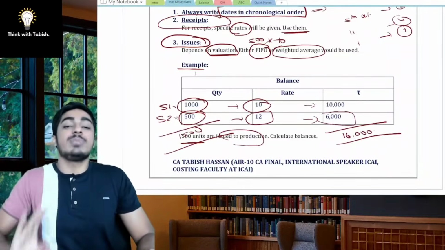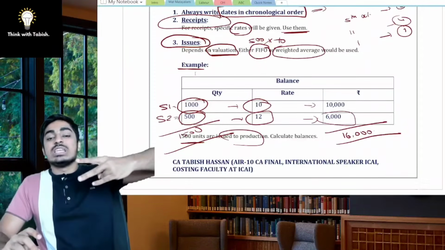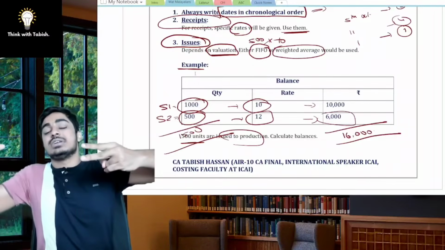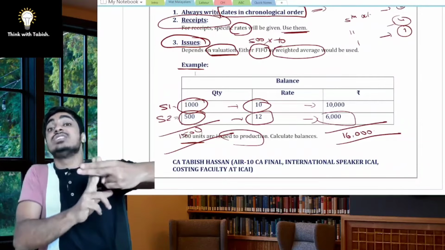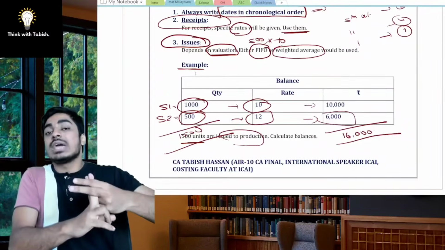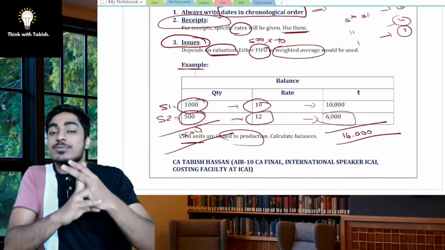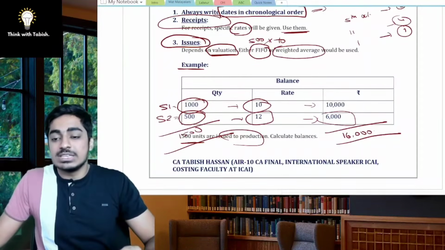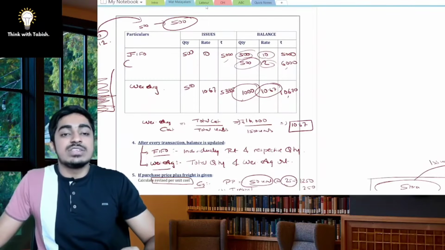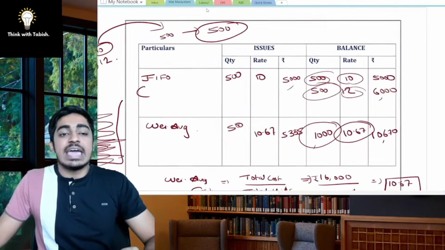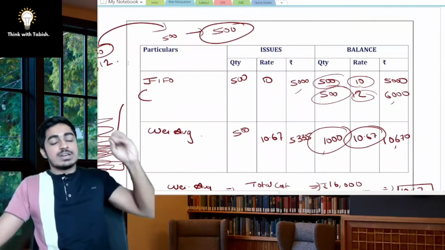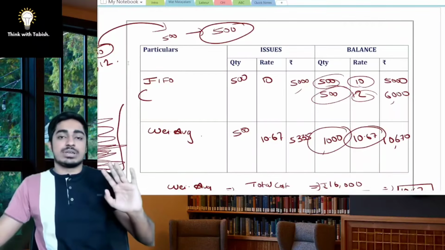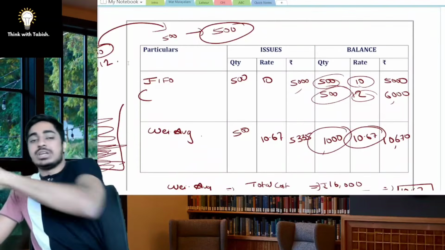Issue of material. Suppose I have two lots of material. One is purchased at 10 rupees, one is purchased at 12 rupees. I am issuing 500 units. Out of which material have I issued this? It is difficult to calculate. So we adopt a method of valuation, which can be either FIFO or weighted average. In FIFO, whatever goods I have received first, I'll issue to production first. Suppose first I have received goods of value 10 rupees. First, I will issue that to production. Whatever is the balance, I'll put in the balance column.